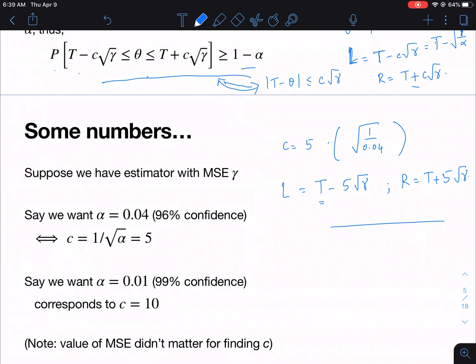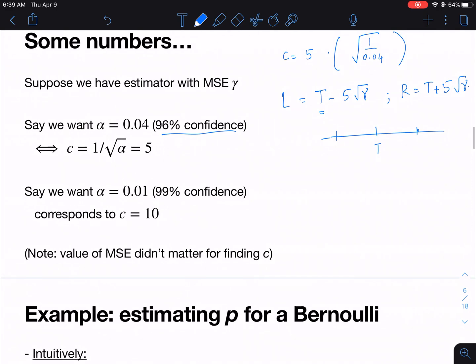If you recall, our idea was to start with T and pick T minus delta, T plus delta, and delta here is 5 root gamma if I want a confidence of 96%. Likewise, if I want a confidence of 99%, then I'll have to choose alpha to be 0.01, which corresponds to C equals 10.